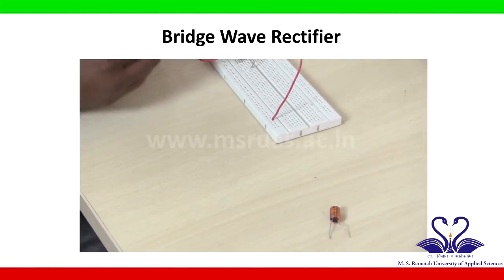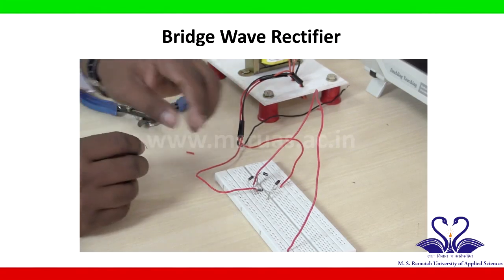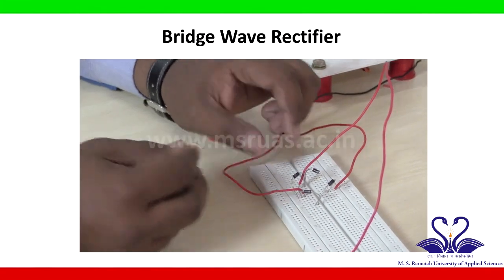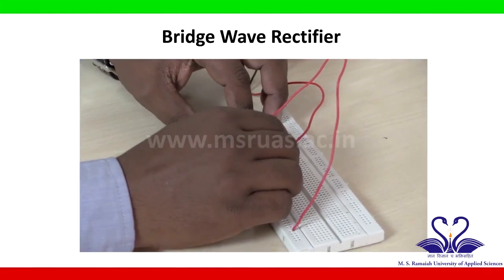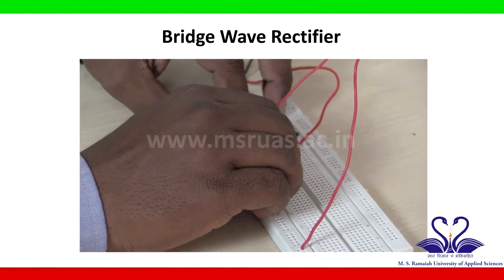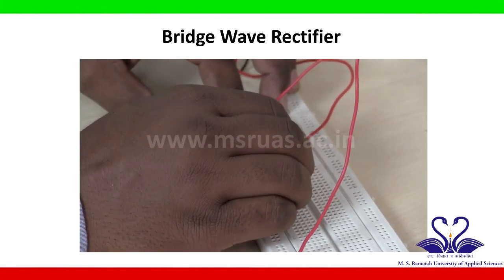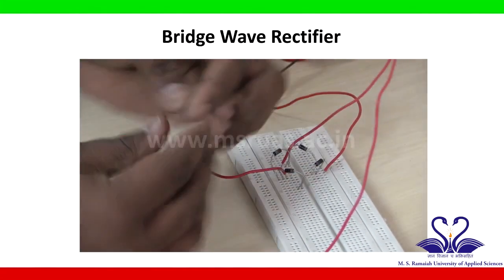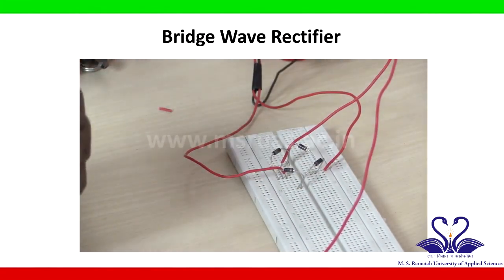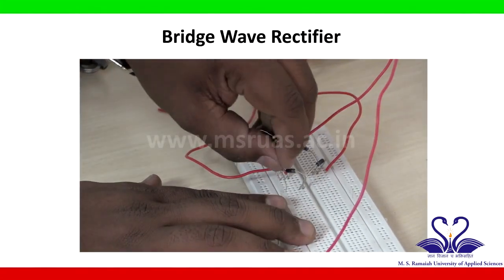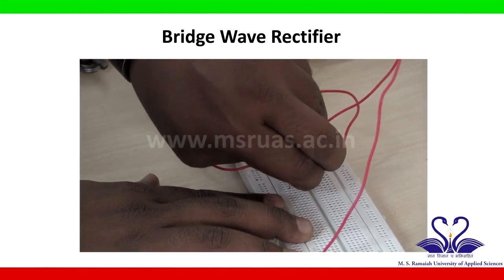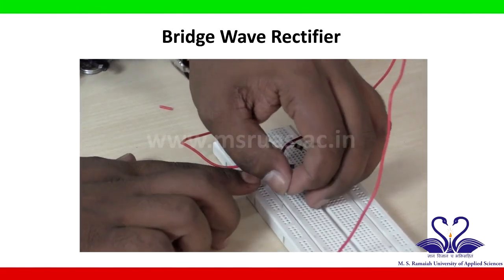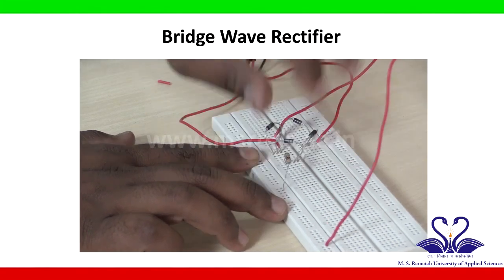Then a 1K resistor is connected to the N and N shorted end of diode 2 and diode 4. So, I will connect a resistor to the shorted end, one terminal. Another terminal of the resistor is connected to the ground. So, this is the ground line. I am connecting it to the ground.